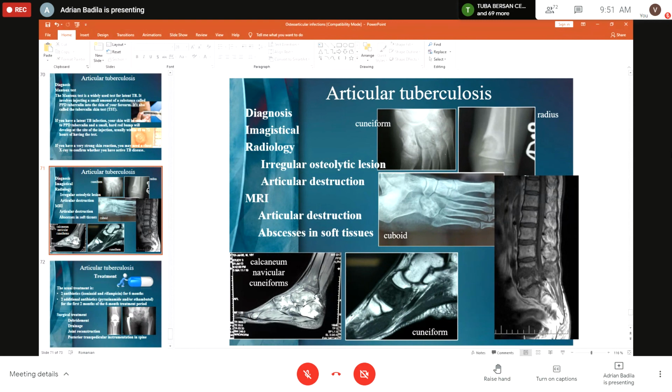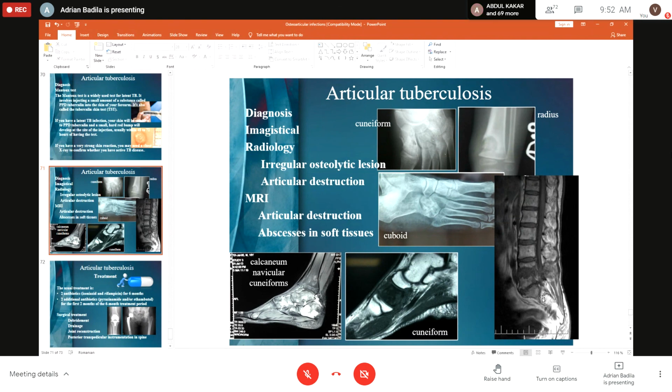At the MRI examination, you can see articular destruction and abscesses in the soft tissues. Here we have destruction in the calcaneum, in the navicular, and in the cuneiforms. It's an image from an MRI, a sagittal slice. Another image, also a sagittal slice, with lesions of tuberculosis at the level of the medial cuneiform.